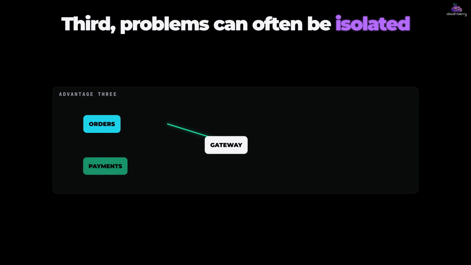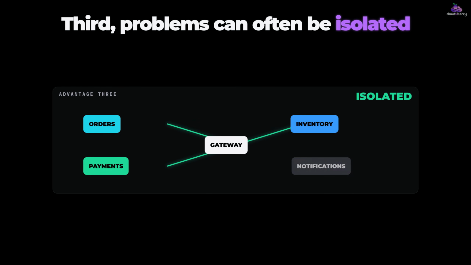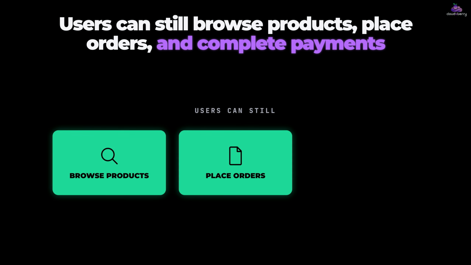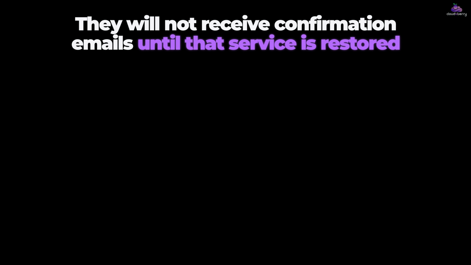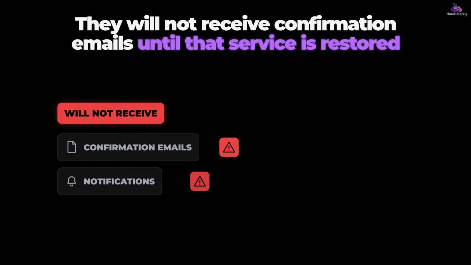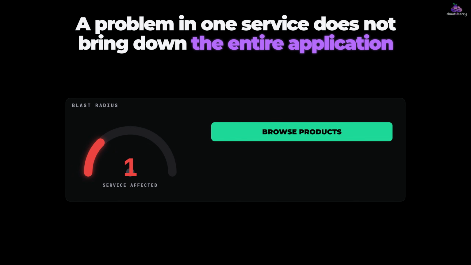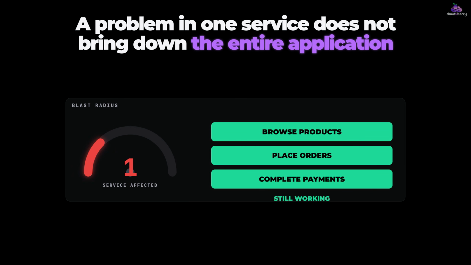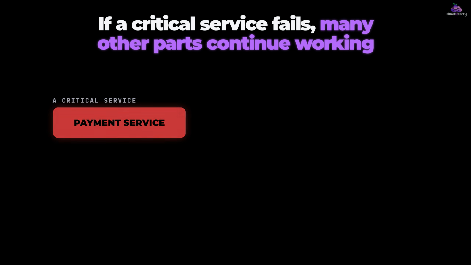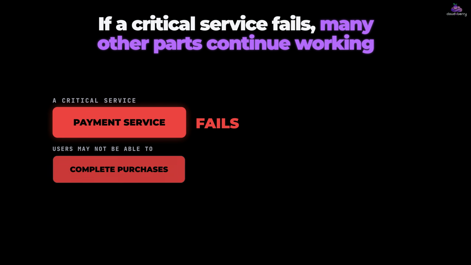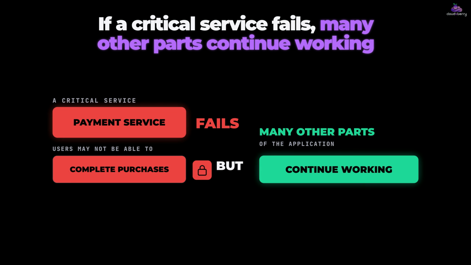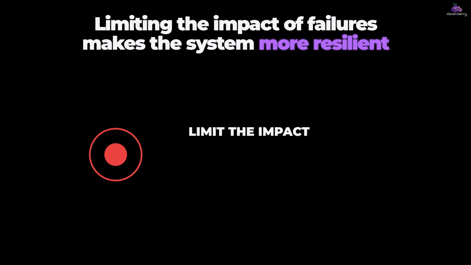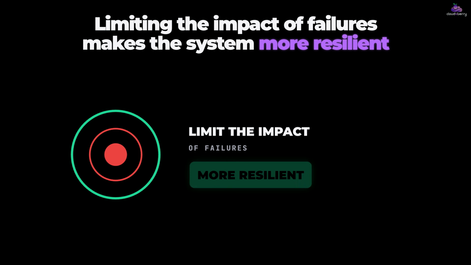Third, problems can often be isolated. Imagine the notification service stops working. Users can still browse products, place orders, and complete payments. They simply will not receive confirmation emails or notifications until that service is restored. A problem in one service does not automatically bring down the entire application. Of course, if a critical service like the payment service fails, users may not be able to complete purchases, but many other parts of the application can continue working. This ability to limit the impact of failures makes the overall system more resilient.